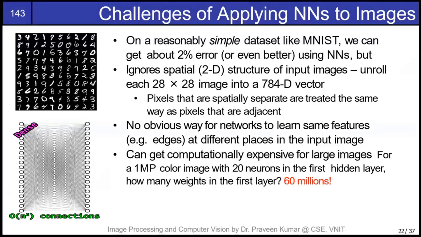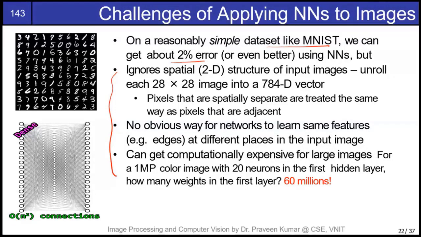On a simple data set like MNIST, neural networks can work well, and they give quite close to 98 to 99%, less than 2% error. So about 98 to 99% accuracy you can get. But for other things, it becomes a little difficult, and there are many reasons. Some of the reasons are shown here.